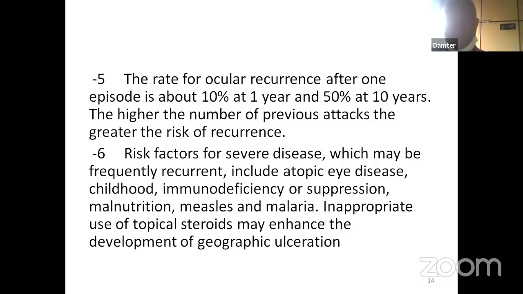The rate of ocular recurrence after one episode is about 10% at 1 year and 50% at 10 years. So once the person has had a recurrence of the disease once, the chance that it will happen in a year is 10%, and the chance that it will happen in 10 years is 50%. So the higher the number of previous attacks, the greater the risk of recurrence.